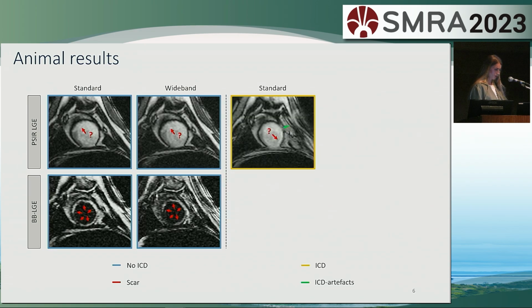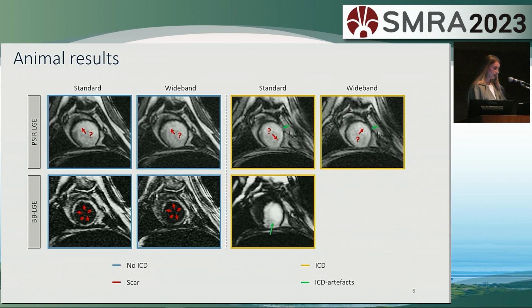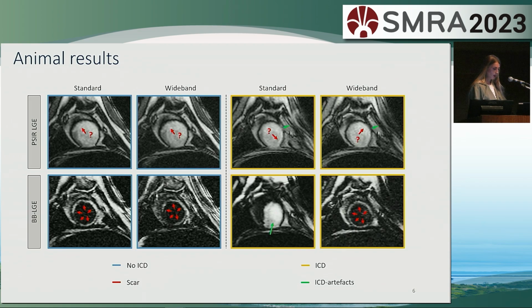Now, in case of ICD, so when it was taped on the side of the sheep, we had some artifacts from the ICD near the myocardium using standard PSIR LGE that were reduced using wideband PSIR. In case of standard black blood, the images were severely degraded by hyperintensity artifacts shown with the green arrow that were successfully suppressed using wideband black blood LGE while improving the scar detection.